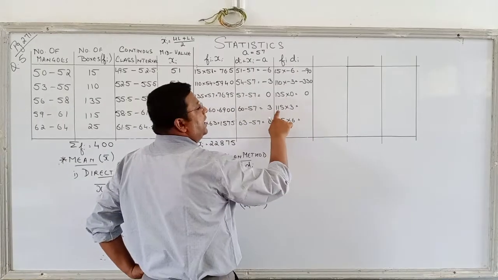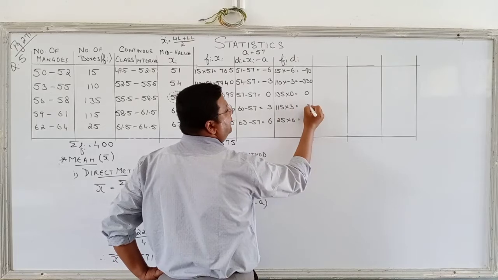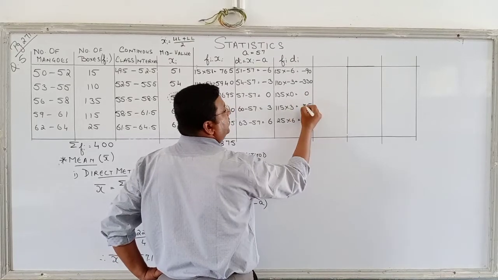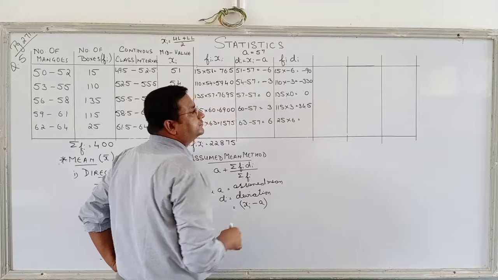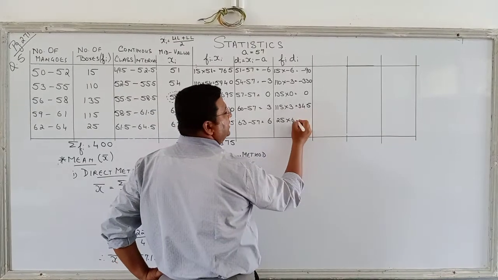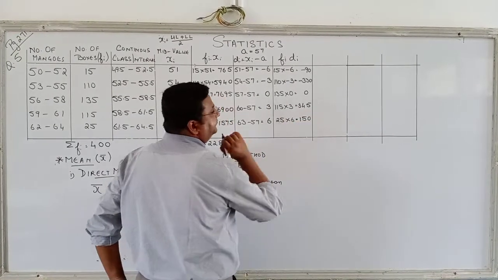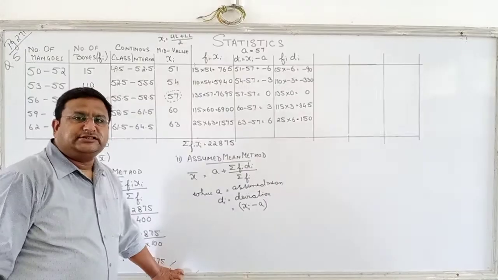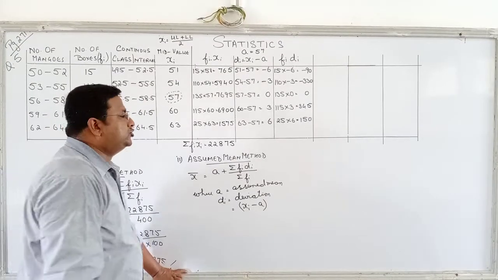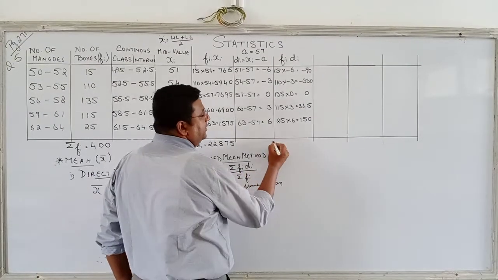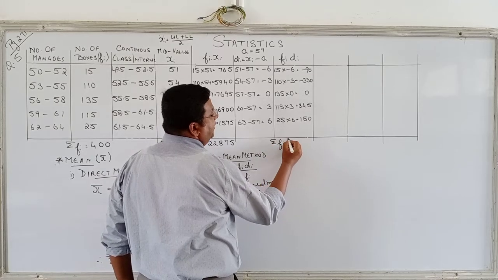It is straightforward. 115 into 3. 3 5s are 15, carry 1. 3 1s are 3 and 1, 4. 3 1s are 3. 345. 25 into 6, 150. Isn't it? Clear? So next we want sigma fi into di. Add them over, sigma fi into di.